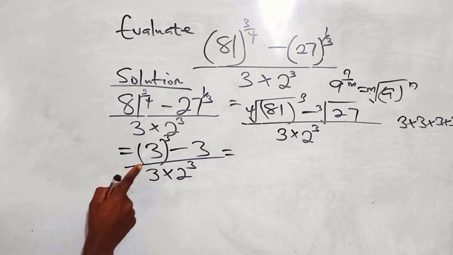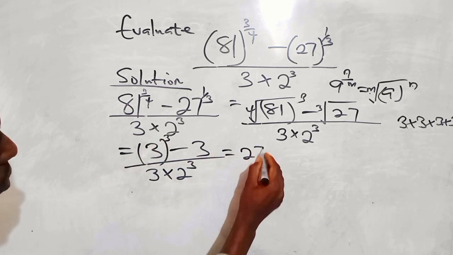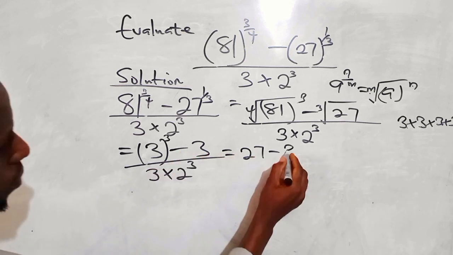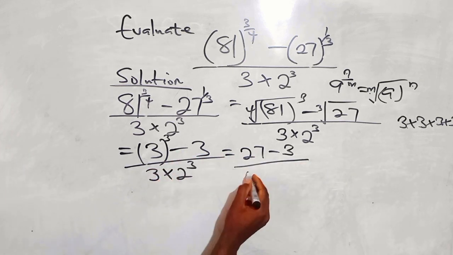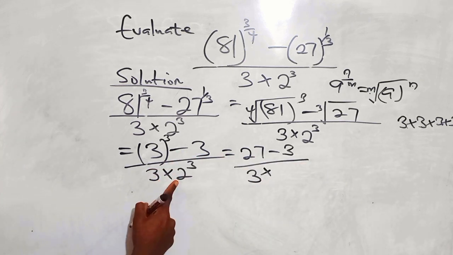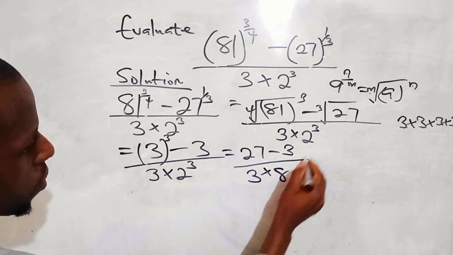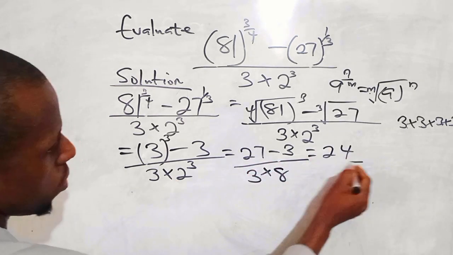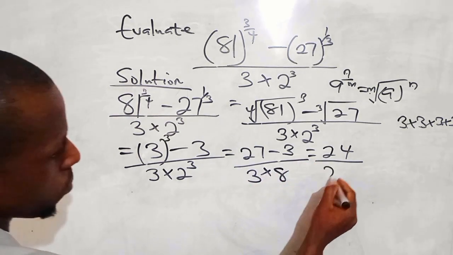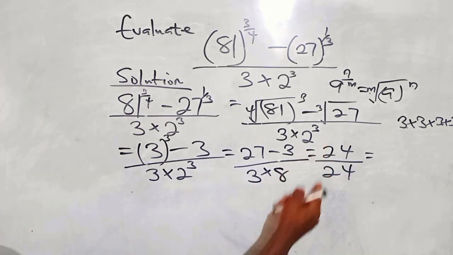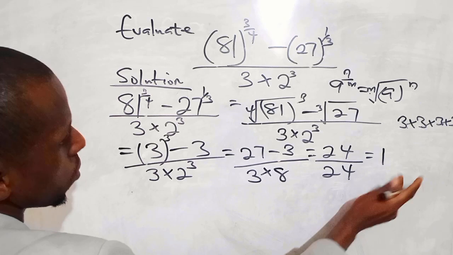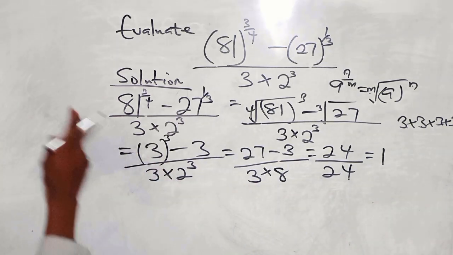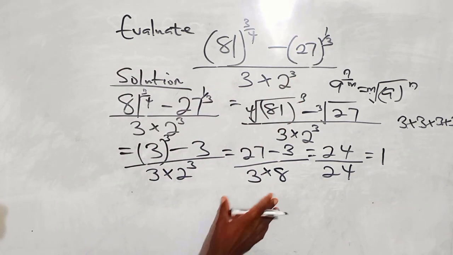So from here, 3 raised to the power 3 is 27, minus 3, over 3 times, for 2 raised to the power 3, we have 8. So 27 minus 3 gives us 24, divided by 3 times 8, which is 24. By the time we simplify this, we have 1. So this is our result from evaluating this.